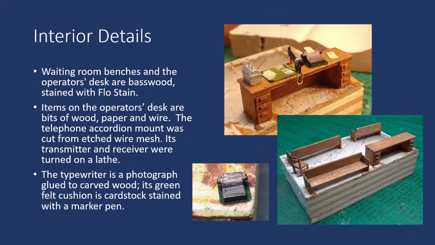Interior details. The waiting room benches and the operator's desk are basswood stained with Flo-Stain. This was a really, really excellent product, which is sadly no longer available. So perhaps a commercial wood stain might work. Items on the operator's desk are bits of wood, paper, and wire. The telephone accordion mount was cut from etched wire mesh. Its transmitter and receiver were turned on a lathe. The typewriter is a photograph glued to carved wood. Its green felt cushion is cardstock stained with a marker pen.